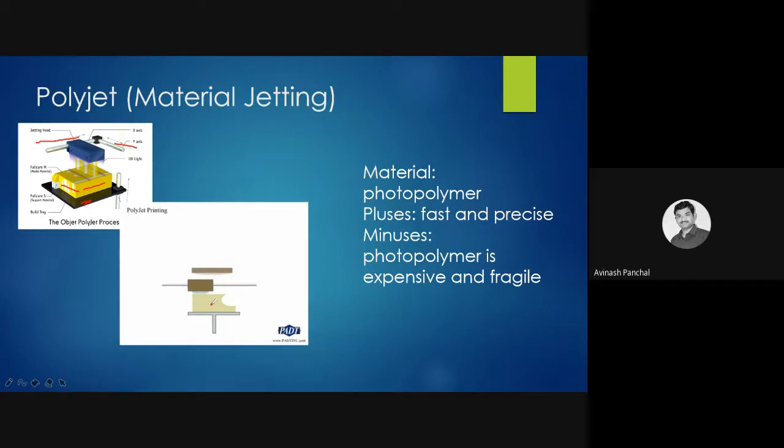And here we can see how it is moving. In this the material used is photopolymer, and the process is fast and precise. It is a very fast and precise method, and it has some demerits also. Photopolymer is an expensive and fragile material. It is much more expensive than other 3D printing materials. As only photopolymer is used in this one, we don't have any other option.